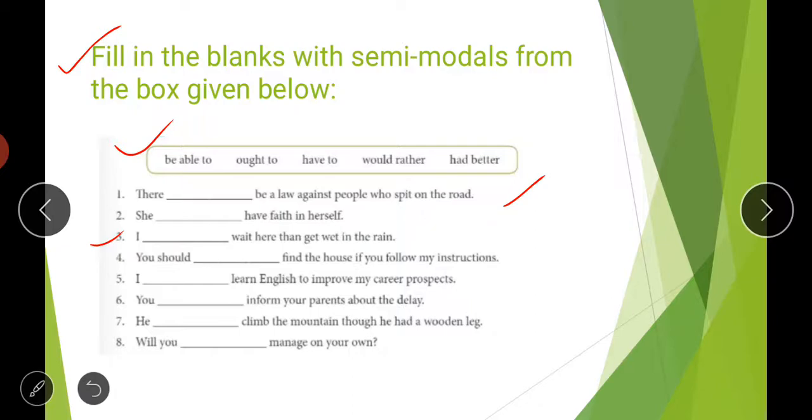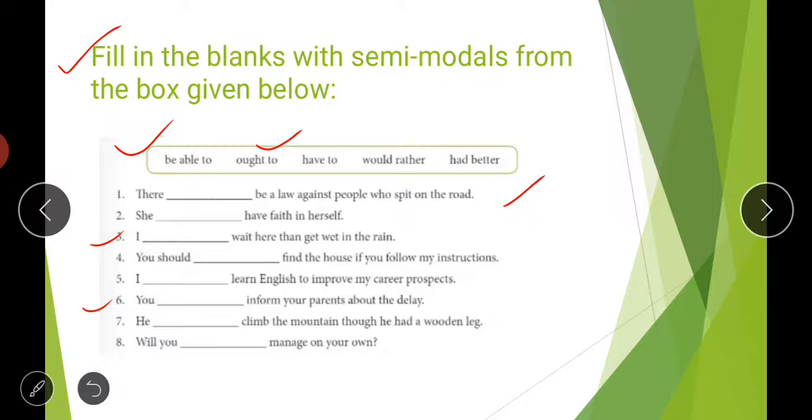Then again in the case of sixth, you dash inform your parents about the delay. You ought to inform your parents about the delay. You must; ought to means must, you must or you ought to. Here we are having the option ought to, so you will write the words ought to here in the sixth fill up. You ought to inform your parents about the delay.